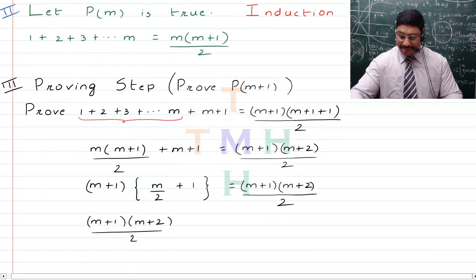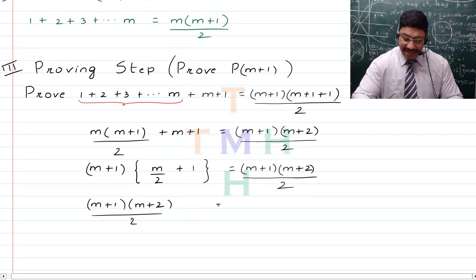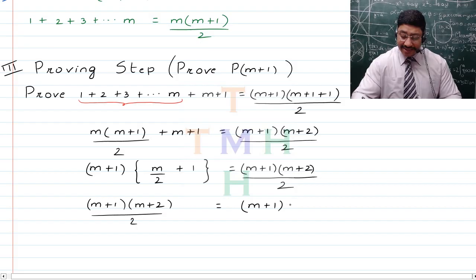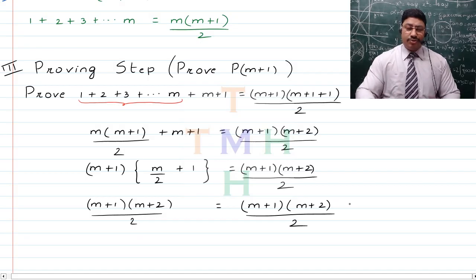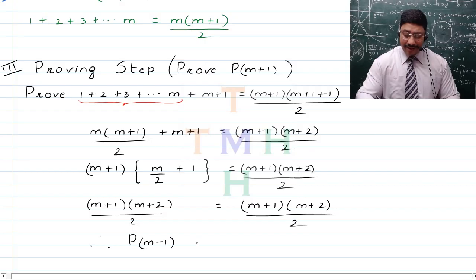Now let's try matching. If we talk about the left hand side, it is m plus 1 times m plus 2 divided by 2, and the right hand side is also exactly the same, that is m plus 1 times m plus 2 divided by 2, right? So both the sides being equal, you can now say that therefore P(m plus 1) is true.